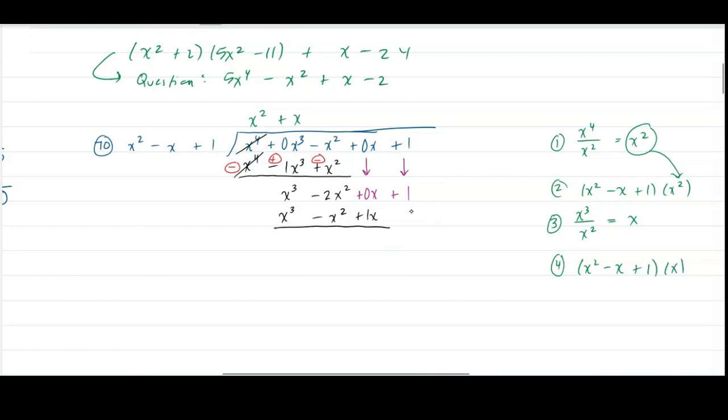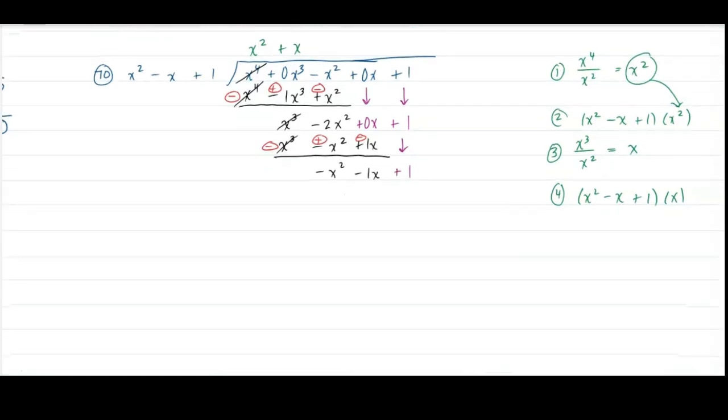Now, we repeat that algorithm, so everything here switches signs like that, and you expect that the x cubes will cancel out, and they do. Then you have negative 2x squared plus x squared, which gives you negative x squared. And then you have 0x minus 1x, so that gives you minus 1x. Then you still have a remainder, and that remainder is a plus 1. So you repeat the algorithm a third time.